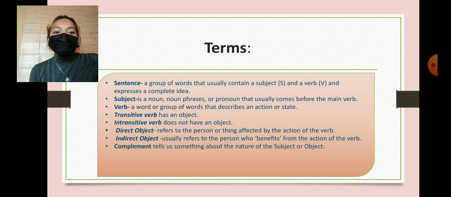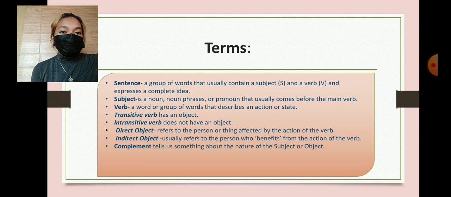So a verb has two types, which are the transitive verb and the intransitive verb. And there are also two types of object, which are the direct and the indirect. So direct refers to the person or thing affected by the verb. A direct object answers the question whom and what, while the indirect refers to the person who benefits from the action of the verb. So usually this answers for whom, for what, and to whom.